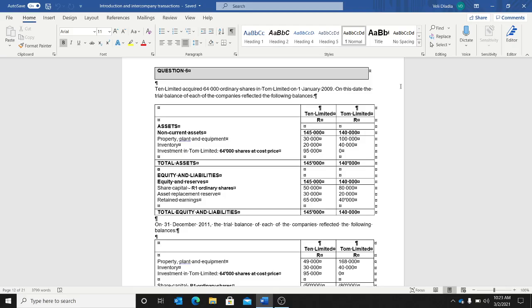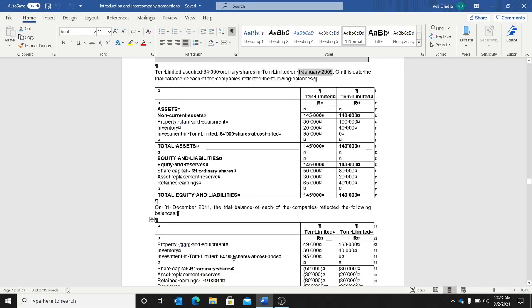Okay, now let's continue with this one where we are talking about post-acquisition. Now, what you need to do is look at this date. This is at acquisition when we are buying this company. 10 Limited is buying 64,000 ordinary shares of Tom Limited. Okay, so the date is this one.